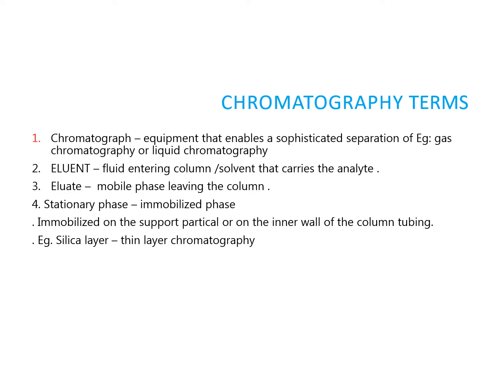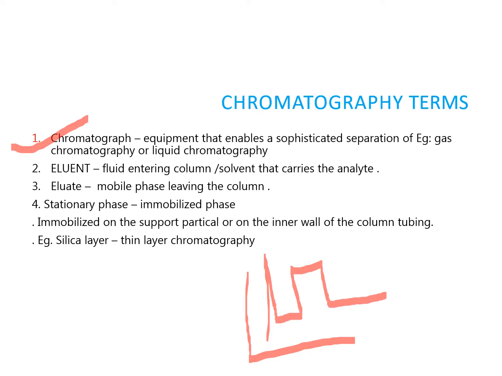For example, what is a chromatograph? It is an equipment that enables a sophisticated separation of different components, meaning the spectra that we get, this type of graph, right? And this type of graph is known as a chromatograph. The second one is eluent, meaning the fluid entering the column, or the solvent that carries the components or the mixture of compounds. Eluate is the mobile phase which is leaving the column.